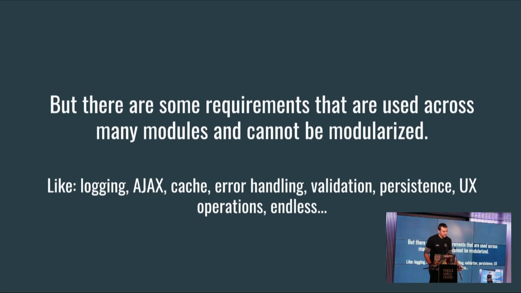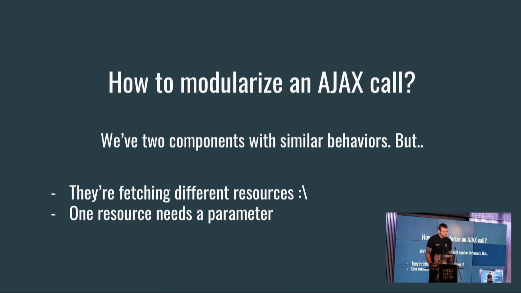Also catching, error handling, validation, persistence. There are a lot of examples. Basically everything that repeats over many places and fits a particular pattern can be solved by doing inversion of control. So we have a problem right now, which is basically we have two components.